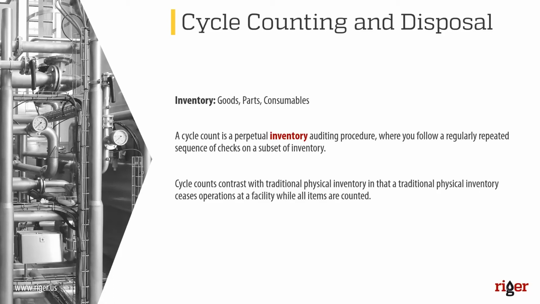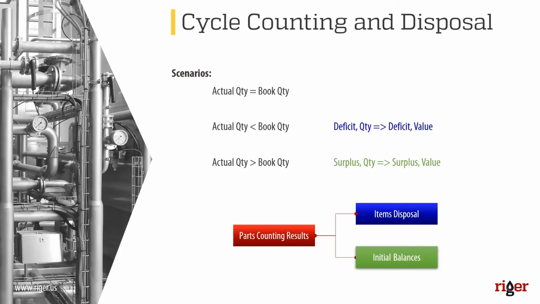Now, if we move on to the next slide, we can see the scenario results for the cycle counting, and in most cases it's going to end in three ways. Our actual quantity is going to match our book quantity, which is most desirable, but rarely the case. The second probable outcome is that our actual quantity leads us to a deficit, meaning that it doesn't match, it's lower than the book quantity that we have. And the third probable result is that it exceeds, so we have a surplus.